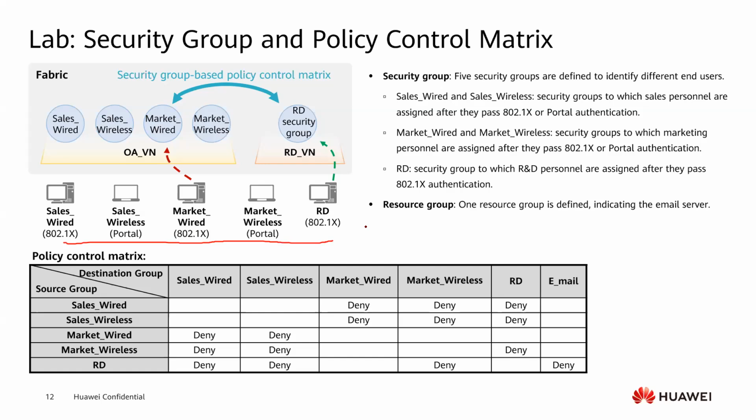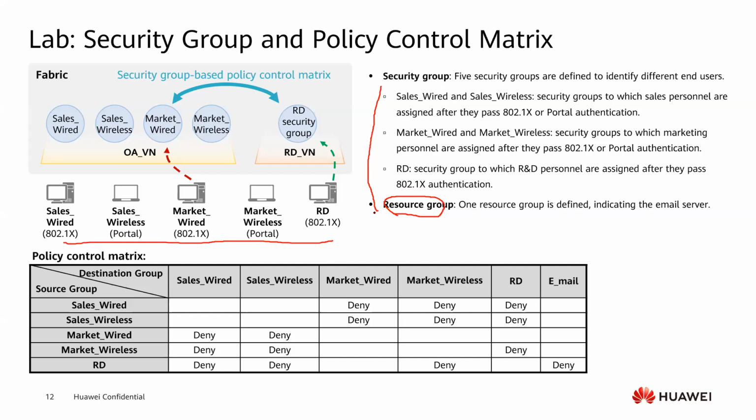And for the DHCP server, or for the email server, we need to create a resource group. Or you can also create a static security group. It's okay. But this time we create a resource group because we only use it as the destination group on the policy control matrix. So this is for the security group creation.